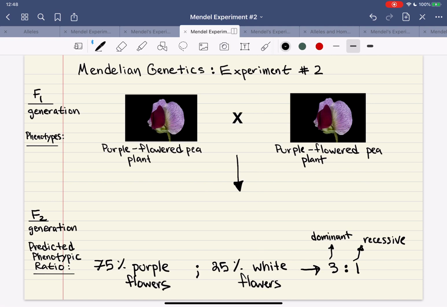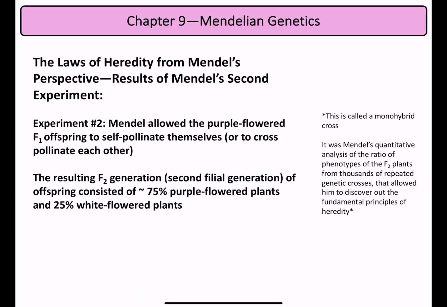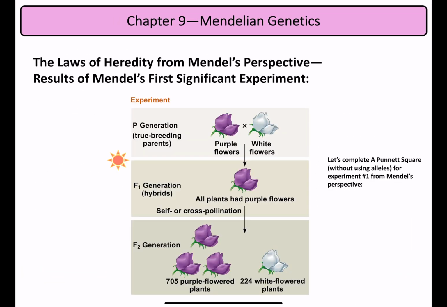So why is that striking from his perspective? Well, mainly because, wow, the white phenotype, the white trait came back. So it didn't get destroyed, it didn't get pushed around, it was hidden or masked, but it was there all along, it didn't get blended, right? Because 25% of these F2 offspring look, right here, just like their grandparent, right? So that factor was there all along in this generation, it was just hidden. So that further disproved blending.